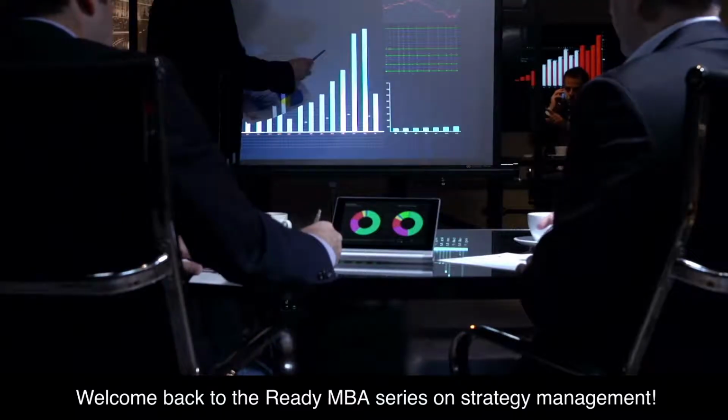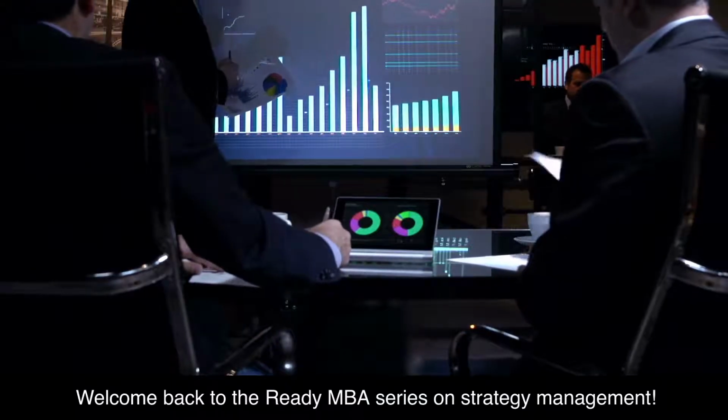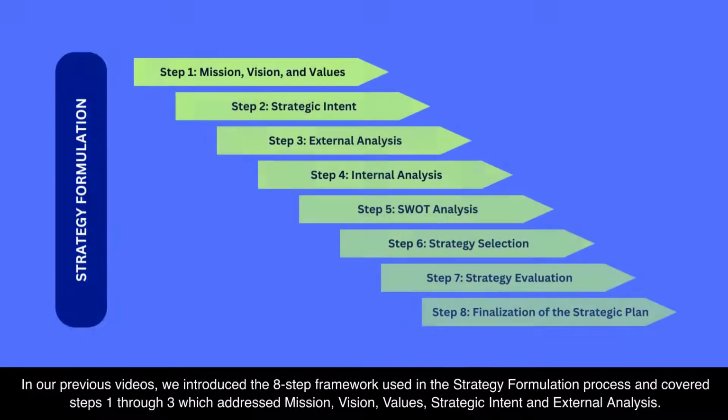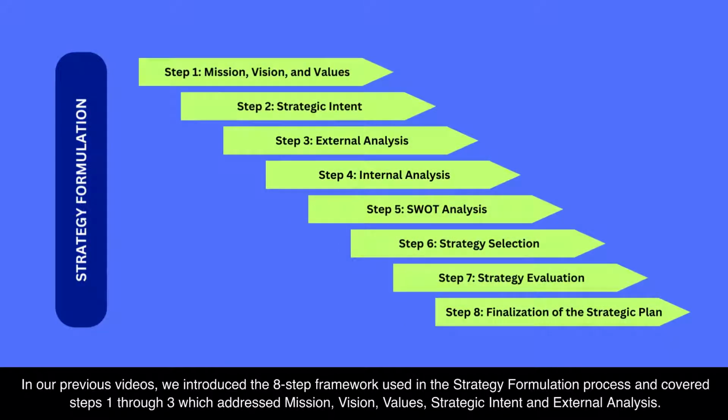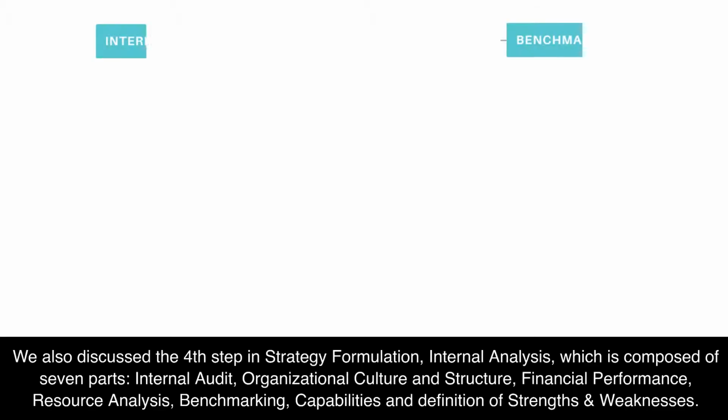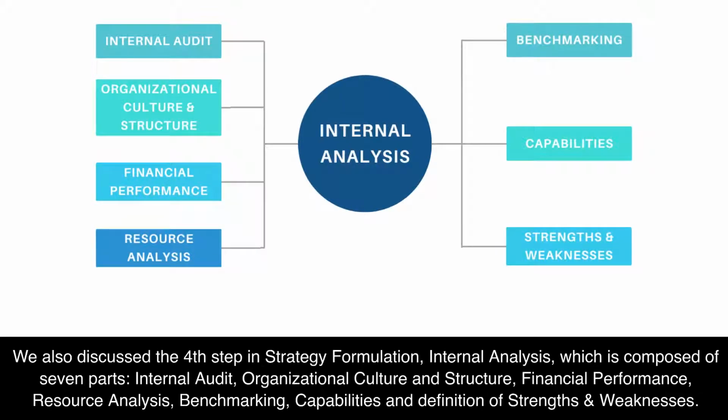Welcome back to the Ready MBA series on strategy management. In our previous videos, we introduced the 8-step framework used in the strategy formulation process and covered steps 1 through 3, which addressed mission, vision, values, strategic intent, and external analysis. We also discussed the 4th step in strategy formulation, internal analysis, which is composed of 7 parts: internal audit, organizational culture and structure, financial performance, resource analysis, benchmarking, capabilities, and definition of strengths and weaknesses.